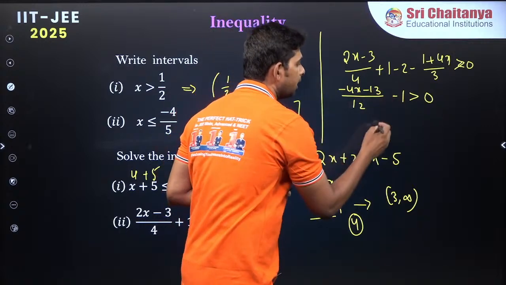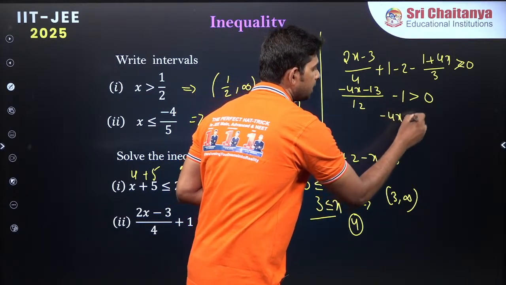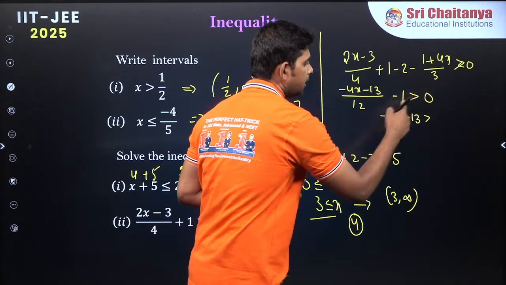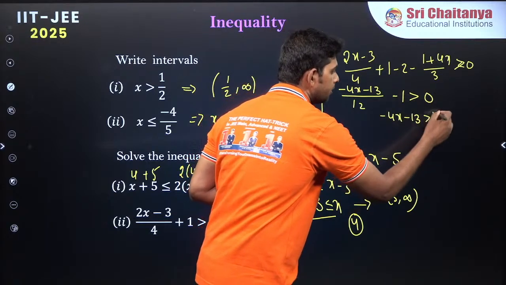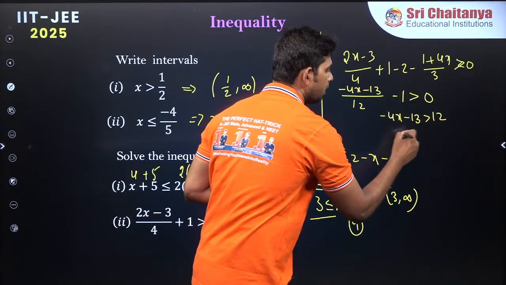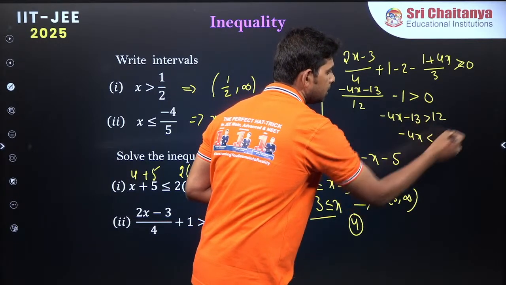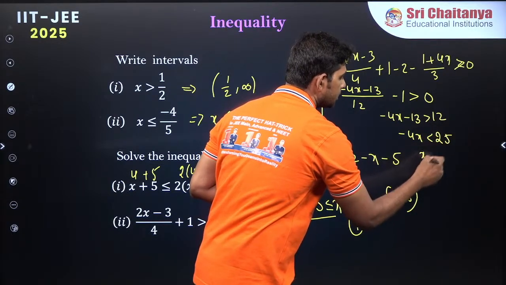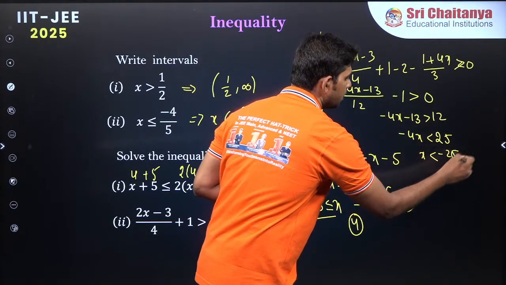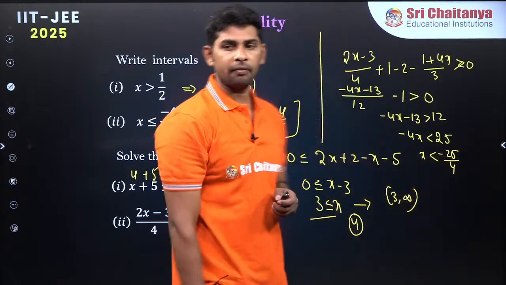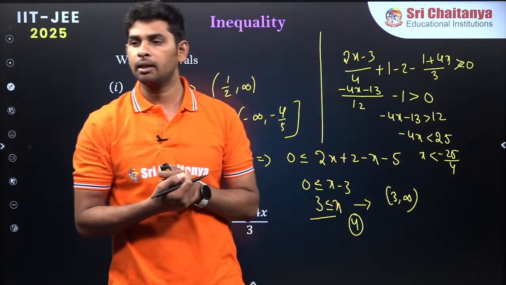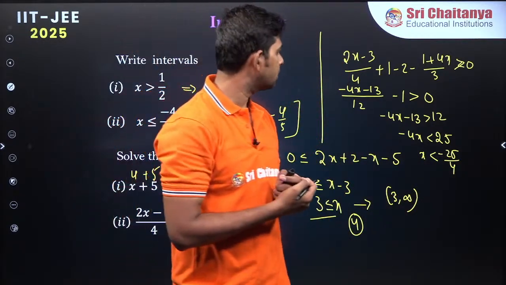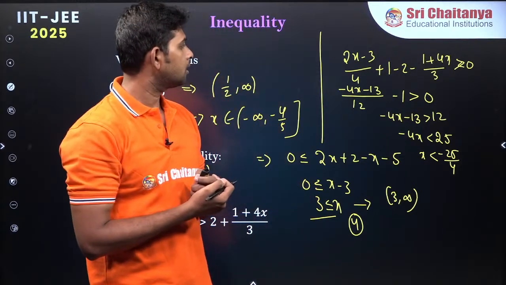Now again you can take that side, minus 4x minus 13 greater than 0, and multiplying by 12, that is giving us 12 there. Now which is going to give us minus 4x is lesser than, that is going to be 25, and then x is lesser than minus 25 by 4. On simplification you are going to get the values of x there. You can see that x is giving us this.